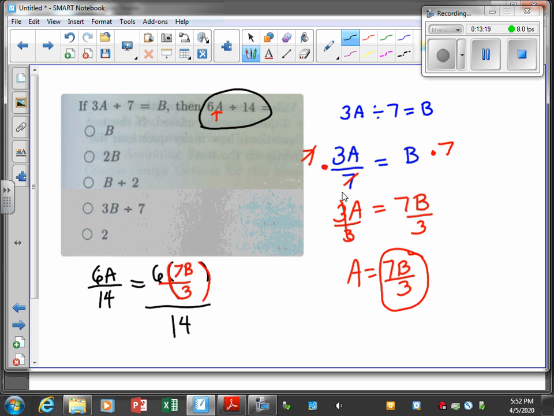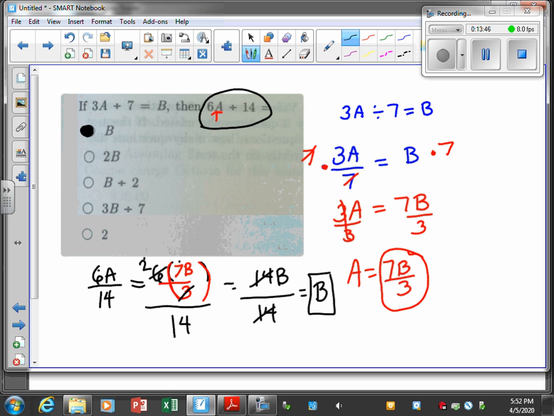And then in the numerator, divide by 3, divide by 3, and you just get 2. 2 times 7 is 14b, and in the denominator you just have 14. Well, then this 14 cancels with this 14, and you're just left with b, which is this answer.